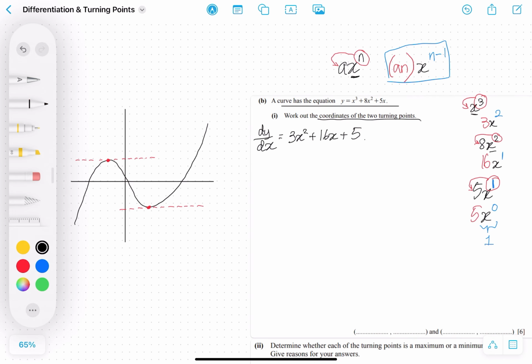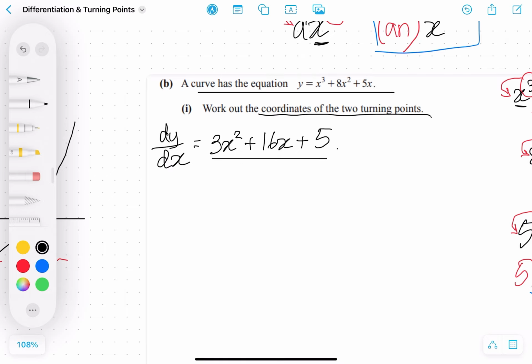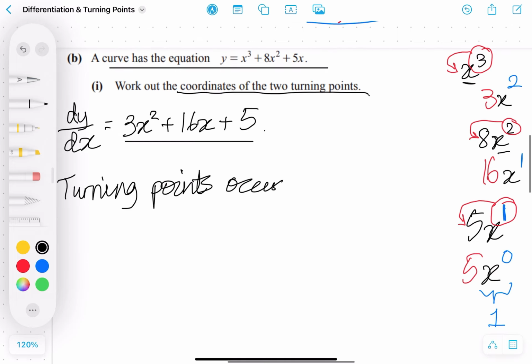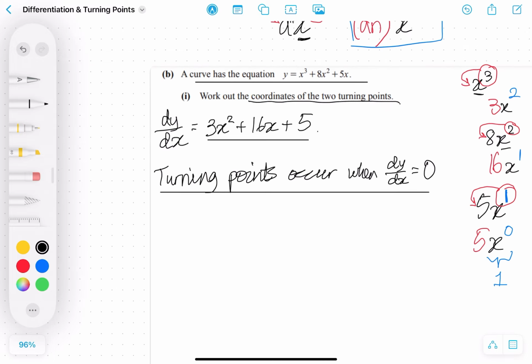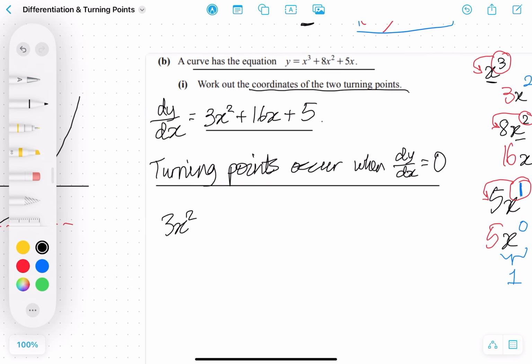So now we can see that if we want to find the turning points, we have to find the 2 points where dy by dx is equal to 0. So all we do is we equate this to 0. An important phrase to write down in the exam is that turning points occur when dy by dx is equal to 0. This is important to remember. Turning points occur when dy by dx is equal to 0. So now we just set this equal to 0: 3x squared plus 16x plus 5 equal to 0.